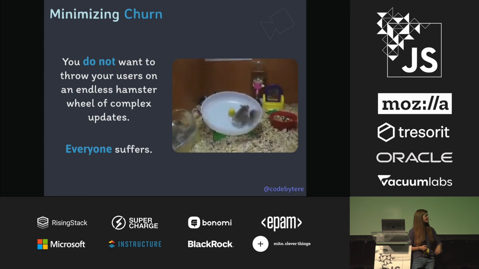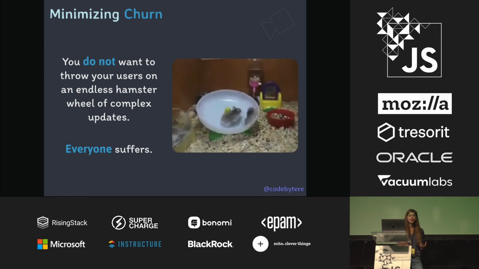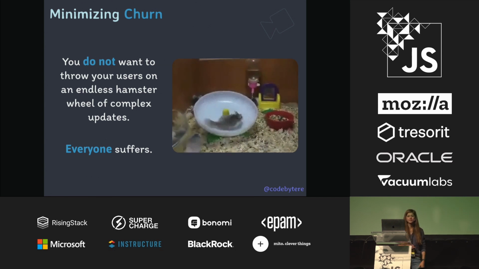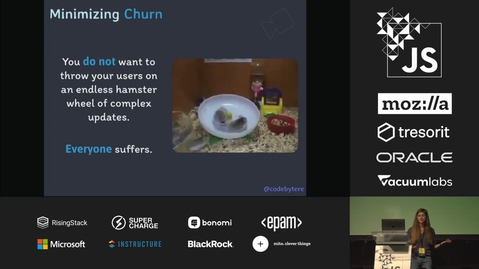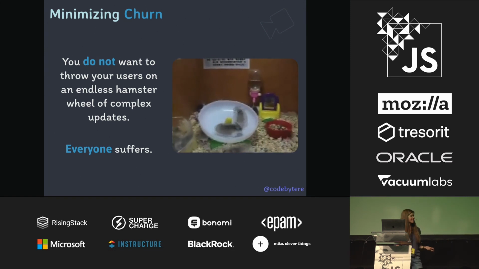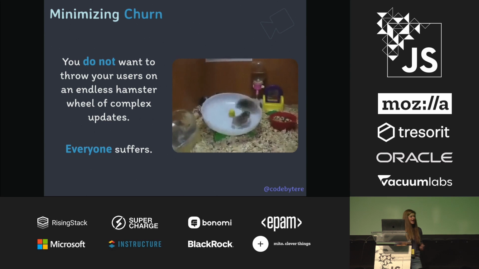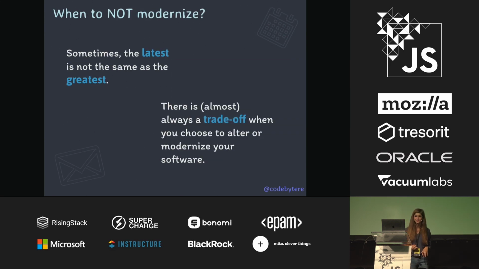To that end, it's important to be intentional about minimizing churn where possible. You don't want to throw your users onto an endless hamster wheel of terror, because as we see here, everyone suffers, and you don't want that. Your consumers don't want that, nobody wants that. And as vital as modernization can be, sometimes the best choice can be either to defer or not to modernize.